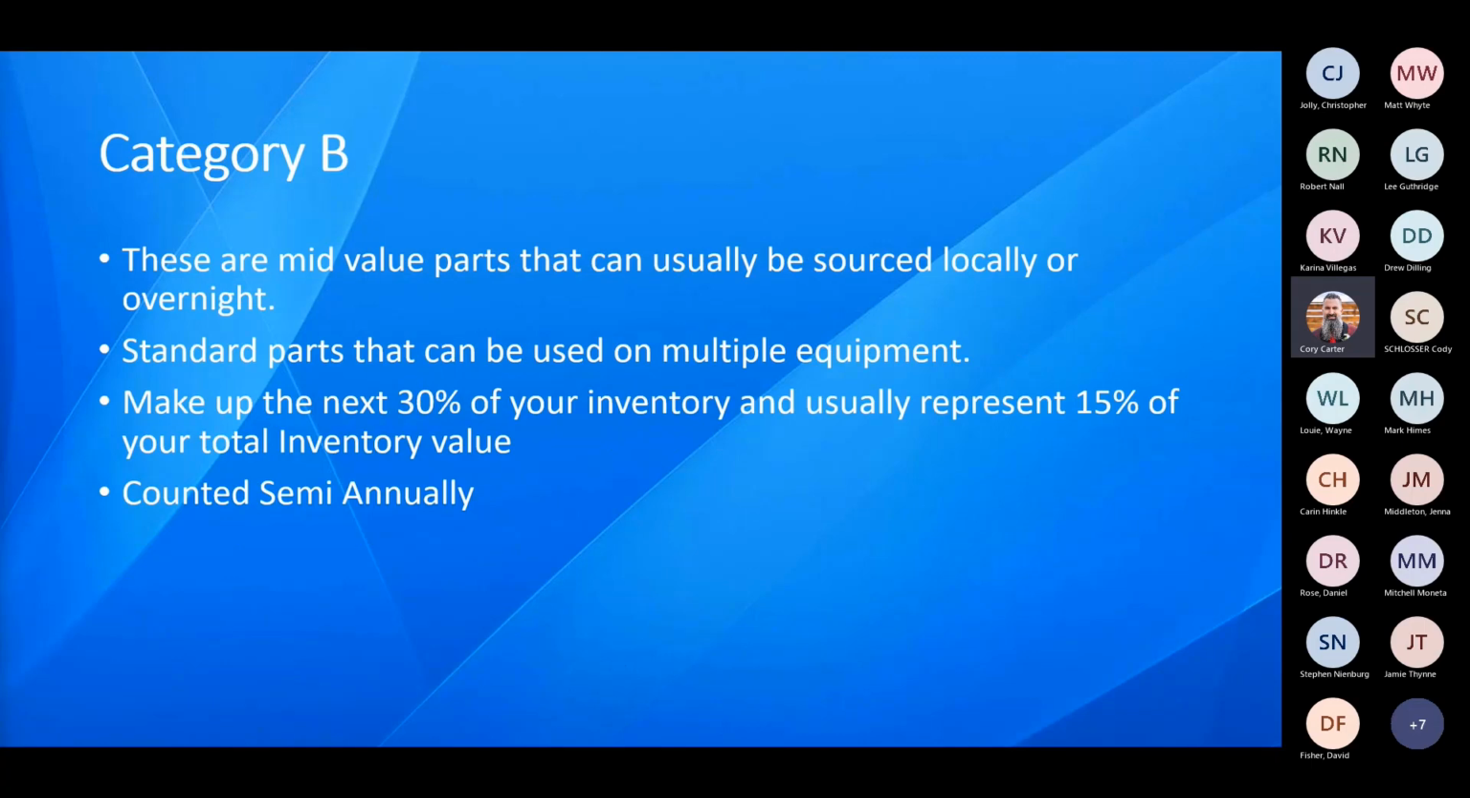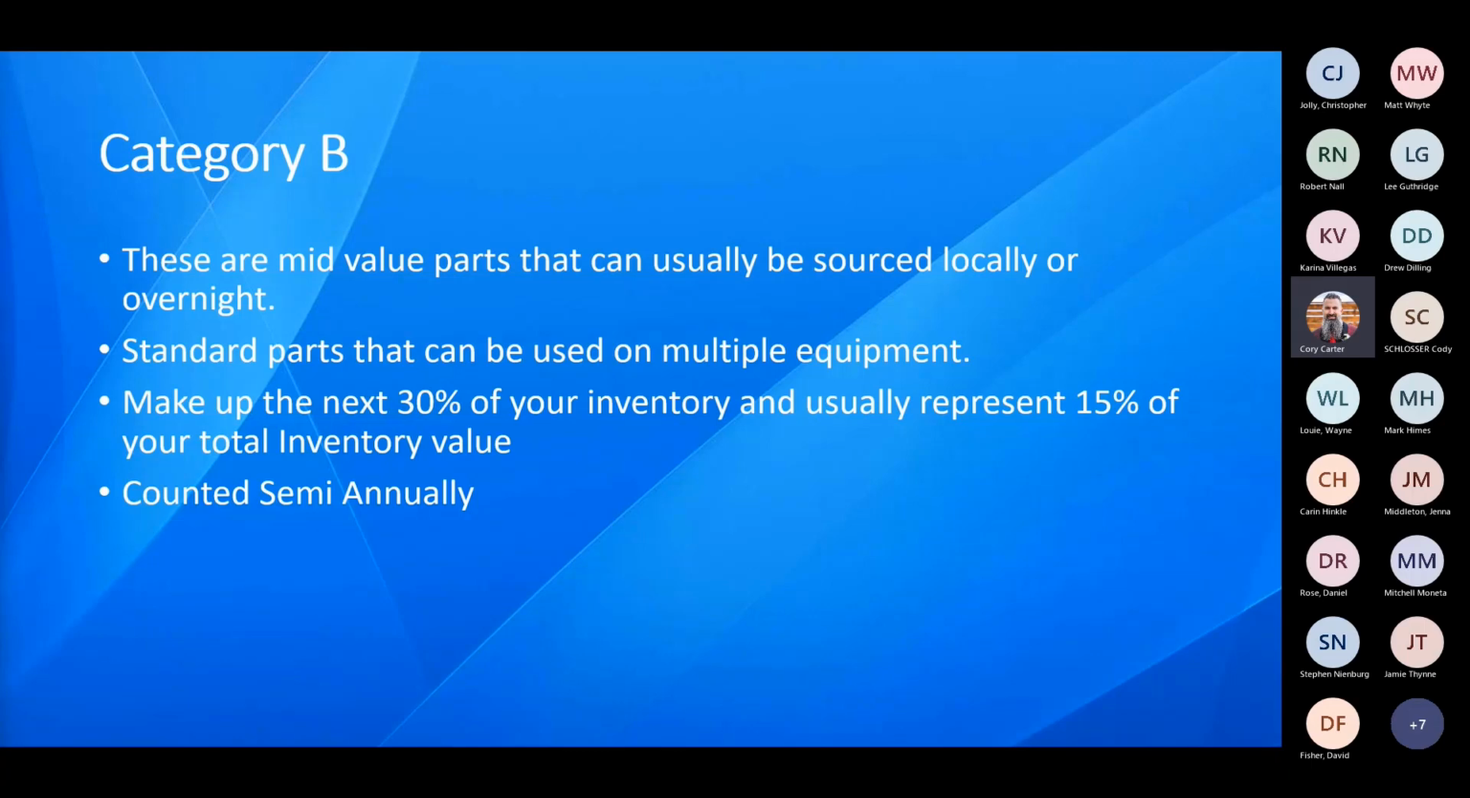Category B, these are your mid-value parts. These are parts that are important to keep your equipment running. They're important to keep your processes moving, but they're usually available to be sourced locally. They're not one-off parts. They're parts that are usually available locally or can be bought overnight. And they're normally parts that are used on multiple equipment. They make up the next 30% of your inventory, and they usually represent about 15% of your total inventory value. So you would count these semi-annually.